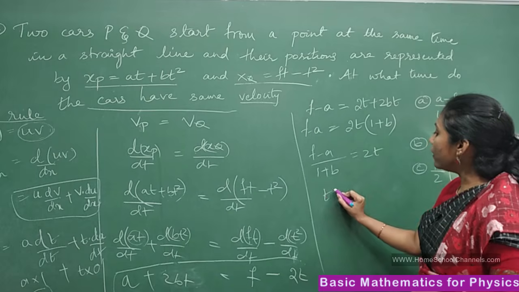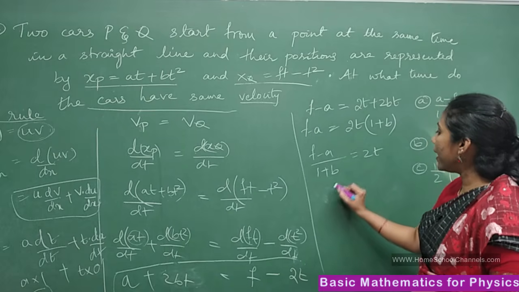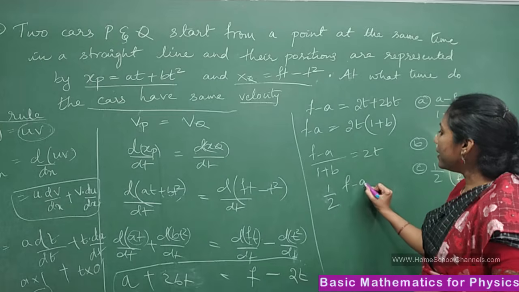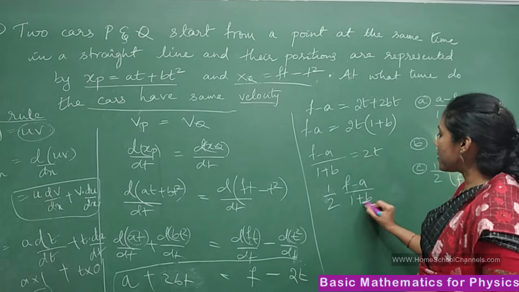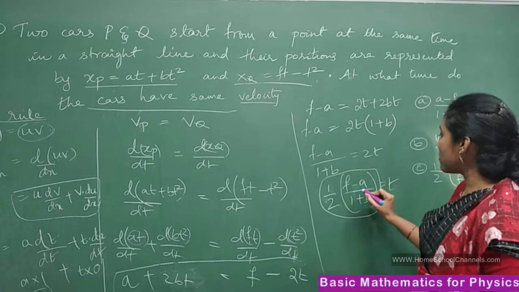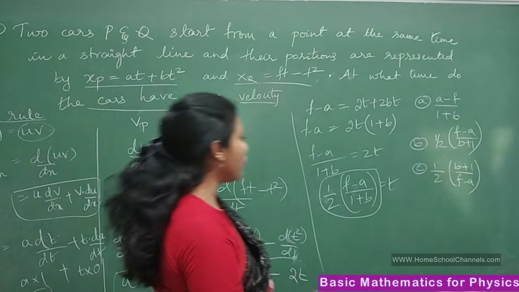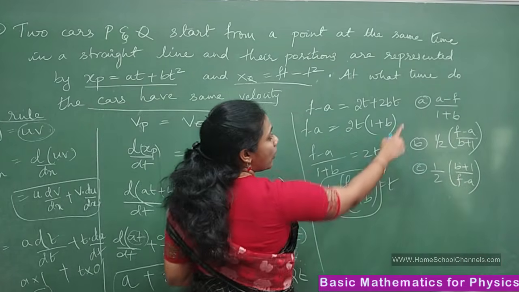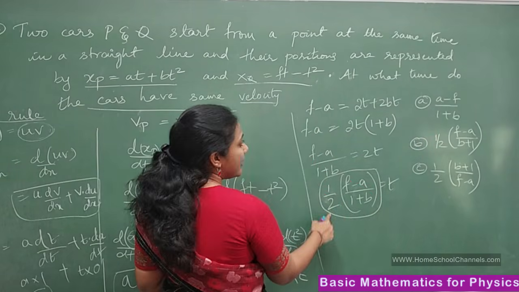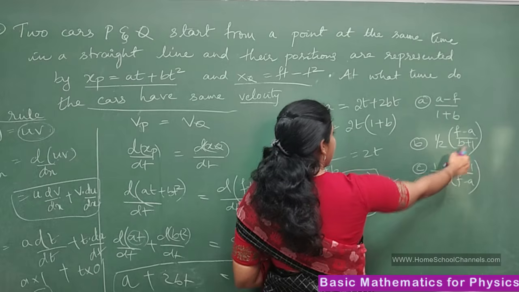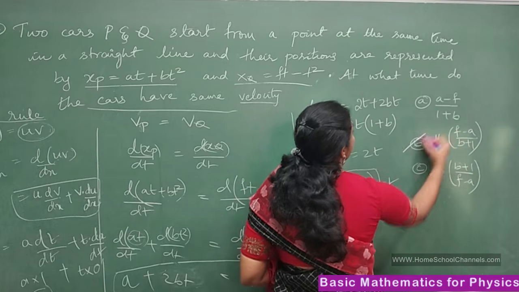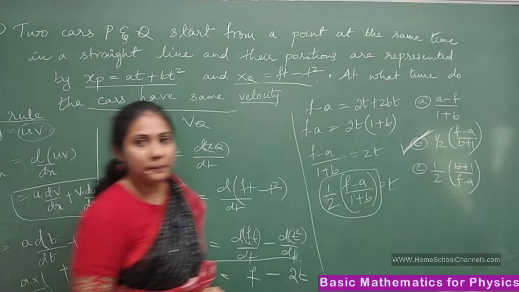1 plus b is equal to 2t. So t is equal to how much? So this 2 also, if I shift this side, it will be 1 by 2, f minus a over 1 plus b is equal to t. So what is your time? Time is this much. Okay, see in which of the options it will match. Option A is this, option B is this, option C is this. So definitely half into f minus a divided by 1 plus b or b plus 1. So option B is the correct answer.